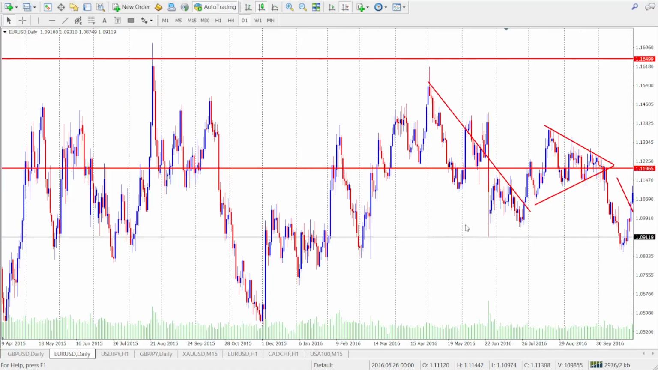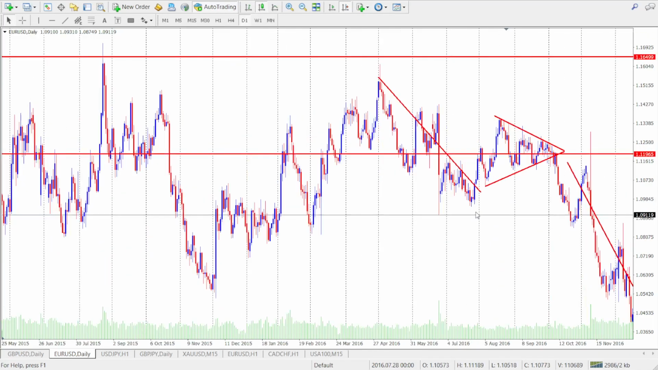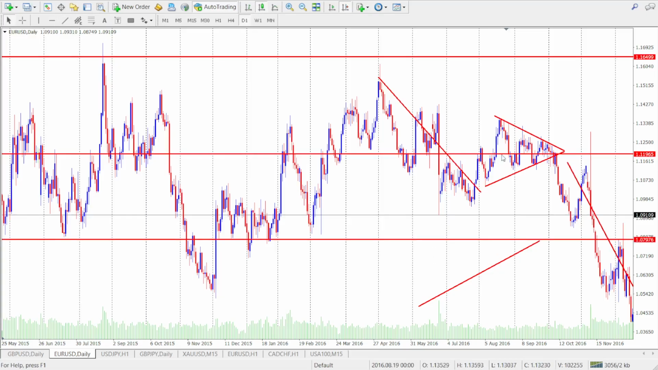Then we also have ascending triangles. I'm just going to describe how it looks, for the sake of time. Ascending triangles are a scenario whereby you have price consolidating. In this case, we have price consolidating, forming lower highs and higher lows.